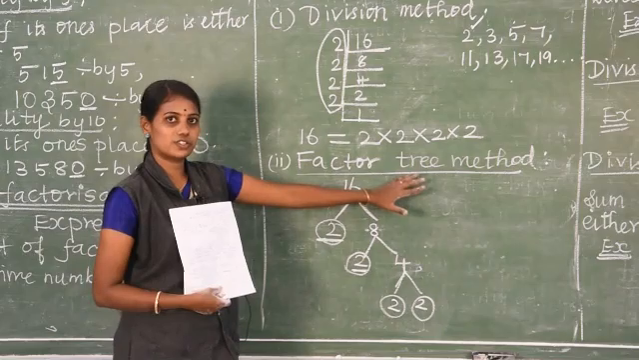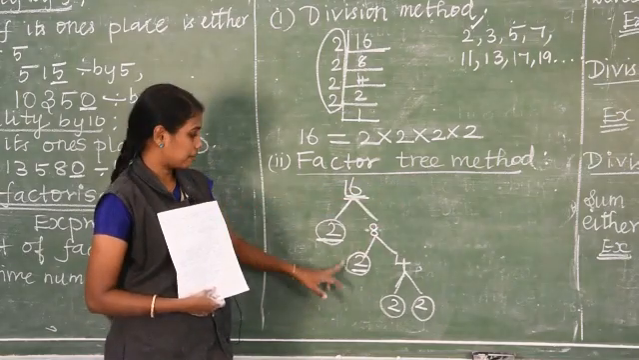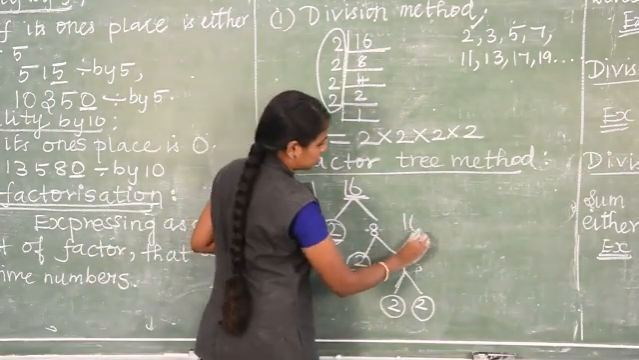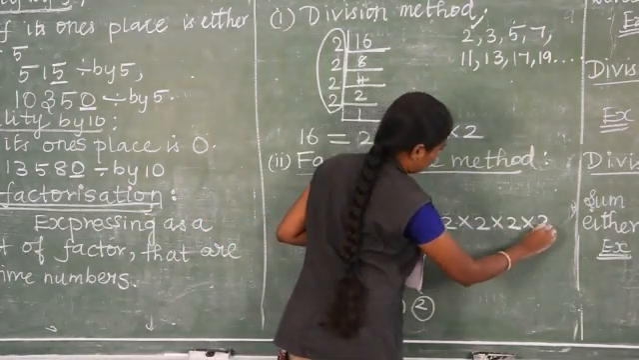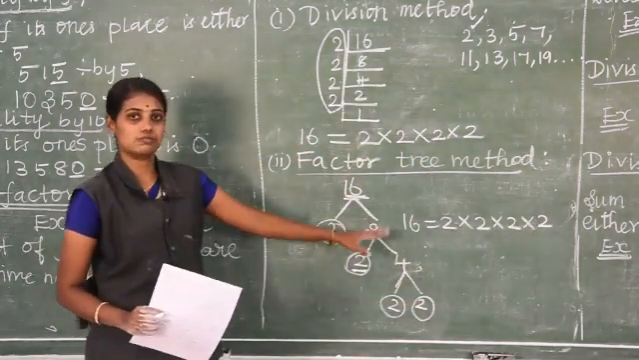In the factor tree method also we should use only the prime numbers. The factors of 16 are 2 into 2 into 2. Okay, see, the answers will be the same.